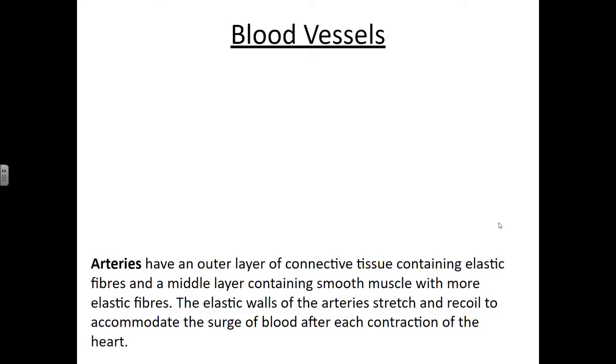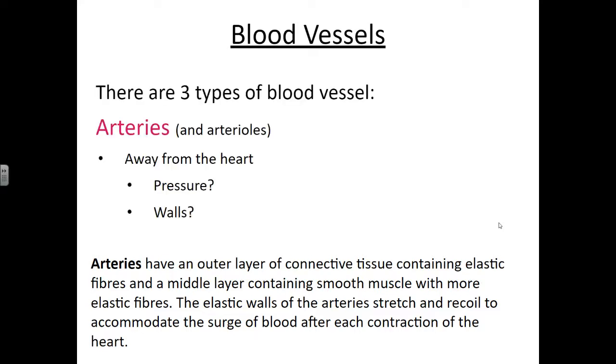If you remember them as completely separate pumps, it sometimes helps to remember what the right side and the left side do. We have three types of blood vessel that we're going to quickly go through today: the arteries, the veins, and the capillaries. Arteries and arterioles, which isn't really a term we cover a lot in the course. Arteries go away, so A and A: arteries away from the heart.